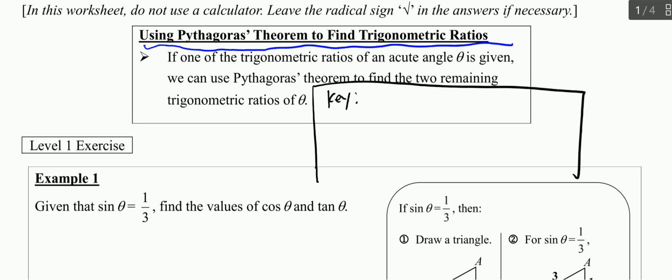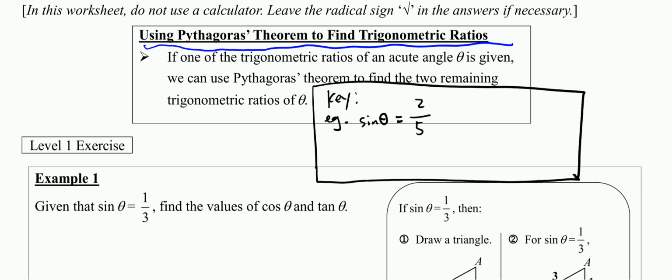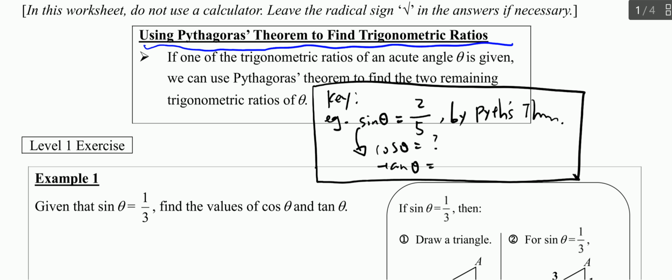Actually, these notes have only one idea. For example, if I give you a certain ratio of theta, for example, I know that sine theta equals a certain number, say 2/5, sine theta equals 2/5, then we can make use of the Pythagoras theorem, and then we can find the values of cosine theta and tangent theta.